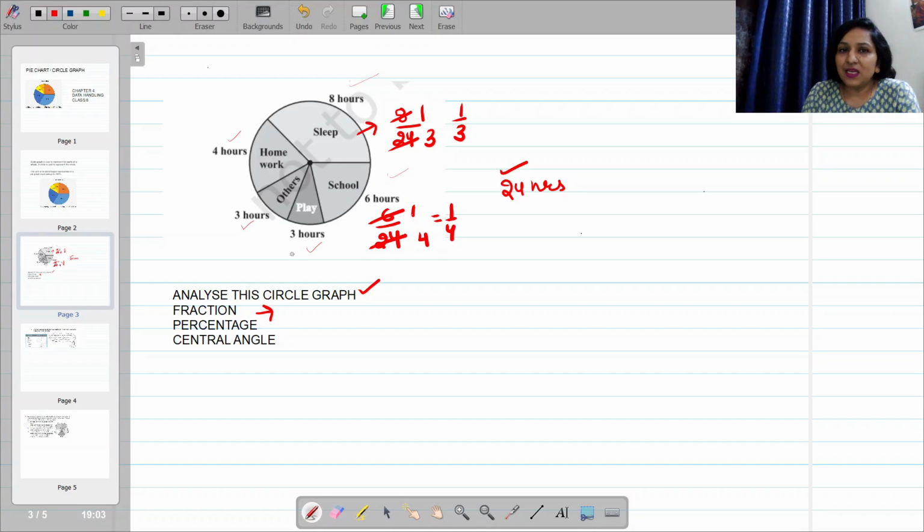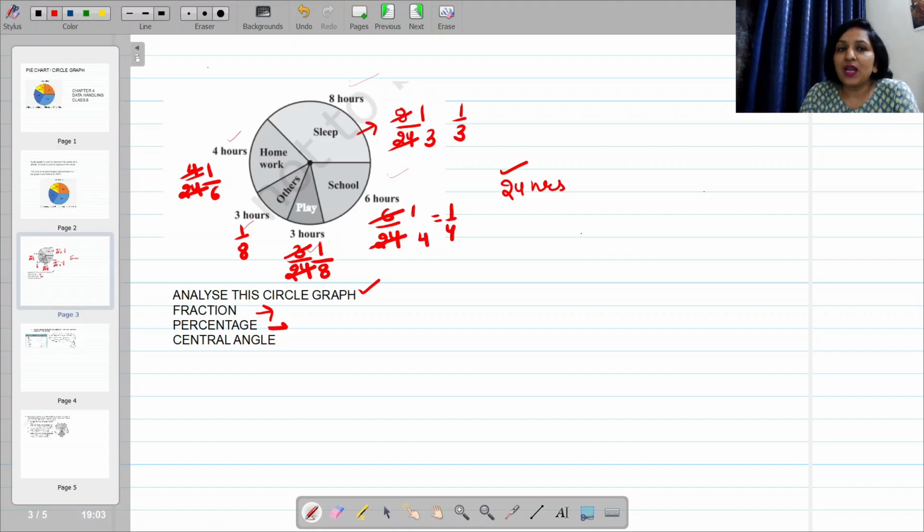For play, it is 3 hours out of 24. 3 by 24 is what? 3 ones are 3. 3 eights are 24. It is 1 by 8. It is again 3, same, 1 by 8. And this is 4 hours. So 4 out of 24. 4 ones are 4. 4 sixes are 24. So this is how we got the fraction first. It is very important for you to understand how we get the fraction. What we do? Given number divided by whatever is the total number. Correct? We got the fraction.